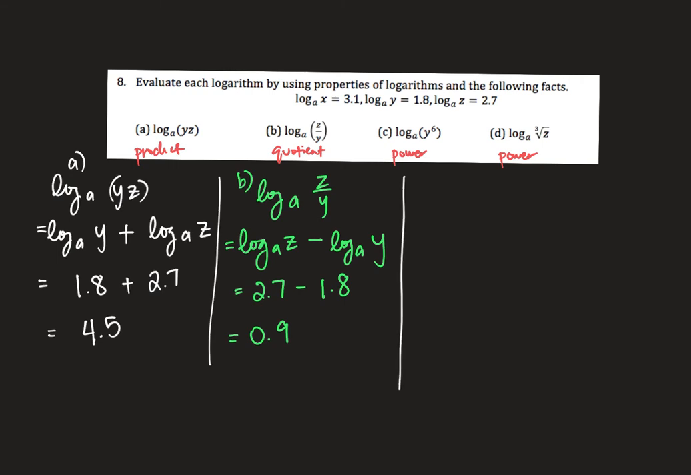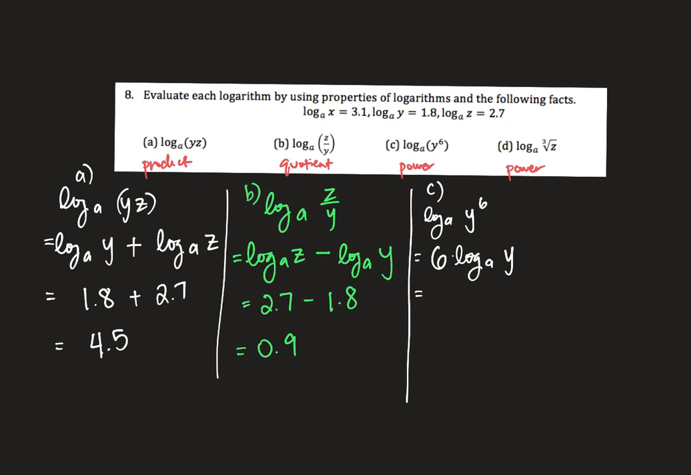For letter C, we're going to use the power now. So we have log base a of y to the 6th power. I know I can rewrite that and bring that power to the front. So we have 6 times log base a of y. Log base a of y is 1.8. 6 times 1.8, using a calculator, is 10.8.